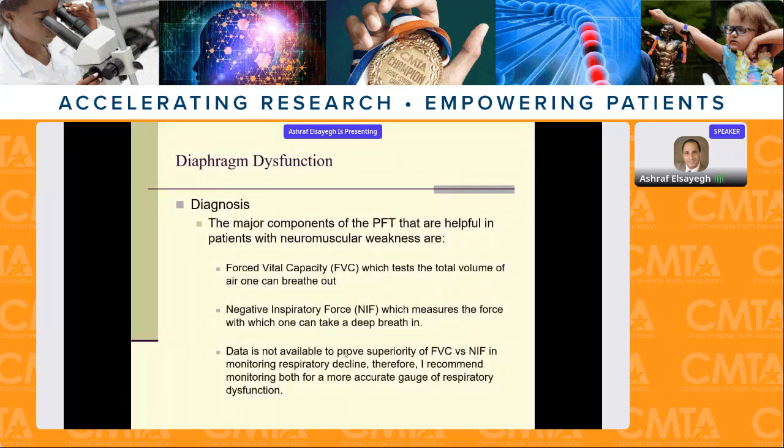So here's what I'm talking about with the spirometry. In the spirometry, we really look at what's called the forced vital capacity. There's also a forced expiratory volume, but let's ignore that for a second. For all intents and purposes in the CMT patient, I look at the forced vital capacity and the negative inspiratory force. The forced vital capacity tests the total volume of air one can breathe out. The negative inspiratory force measures the force with which you can take a deep breath in. And we feel that the combination of those two are good indicators of diaphragm function and respiratory muscle function in general.